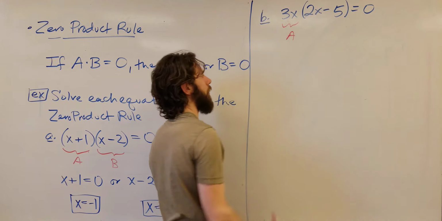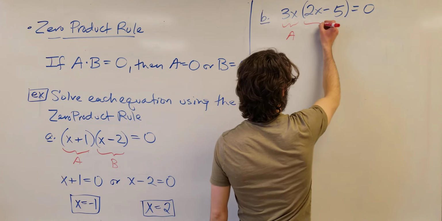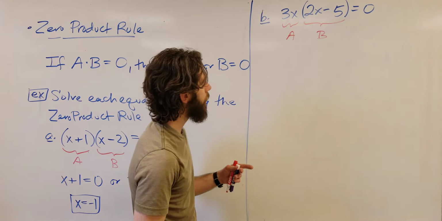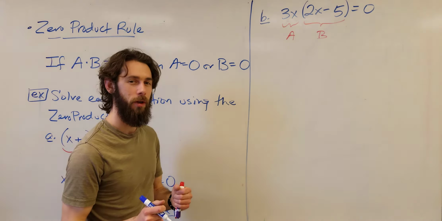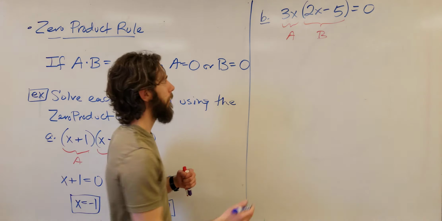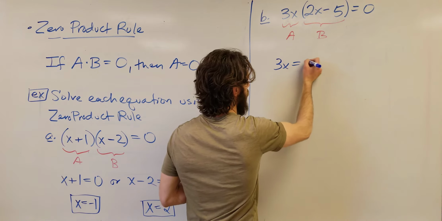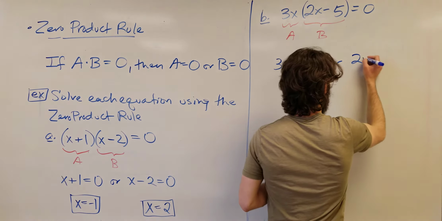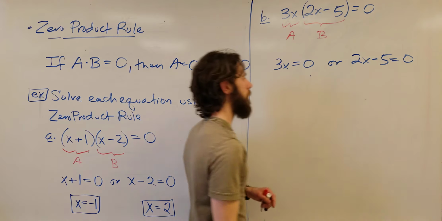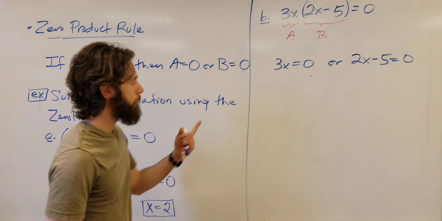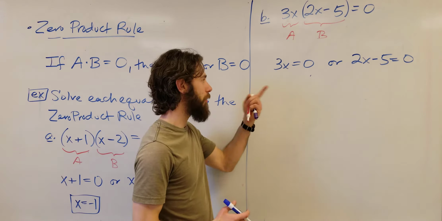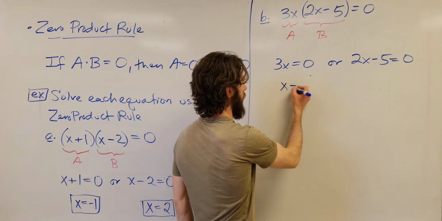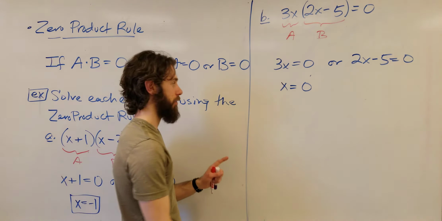Okay, so that one, 3x is the A, and then 2x minus 5 is the B. Okay. So now we do the zero product rule and split them. So that means we have 3x equals 0, or 2x minus 5 equals 0. And now we can solve these two linear equations. With 3x equals 0, all we need to do is divide both sides by the 3, but then 0 divided by 3 is still 0. So we get x equals 0. That's one of the solutions.